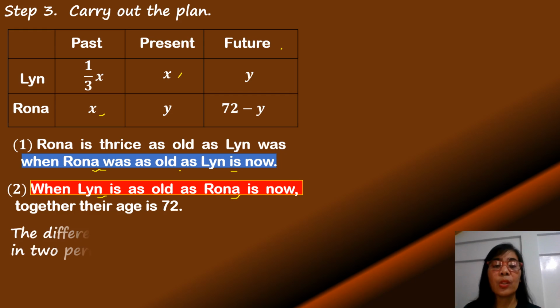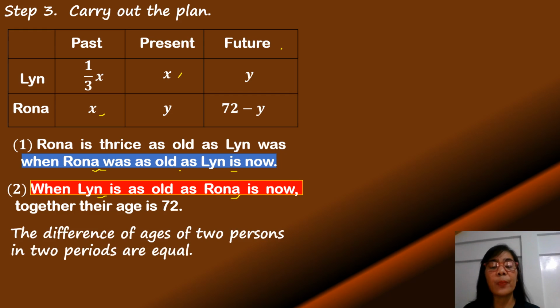And in constructing the equation, we make use of the principle that the difference of ages of two persons in two periods are equal. So if we're going to get the difference of the future age of Lynn and her present age, that's Y minus X, that should be equal to 72 minus Y minus Y. Simplifying this equation, collecting similar terms, this can be reduced to the equation 3Y minus X is equal to 72. Let this be our equation 1.